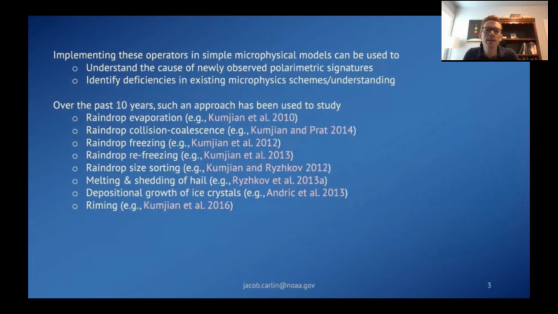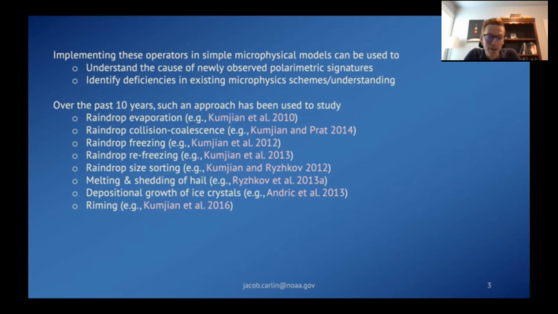So implementing these operators alongside simple microphysical models can really do two things for us. It can help us understand what is causing a newly observed polarimetric signature, but it can also help us identify any deficiencies in either the operator or the microphysics schemes if we're unable to reproduce what we observe in nature.